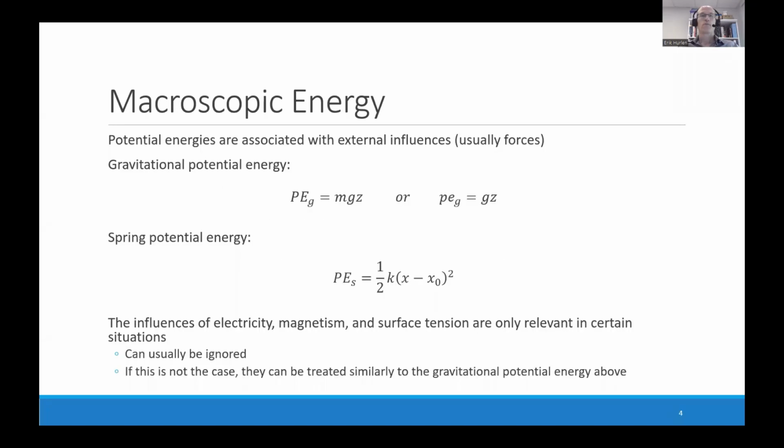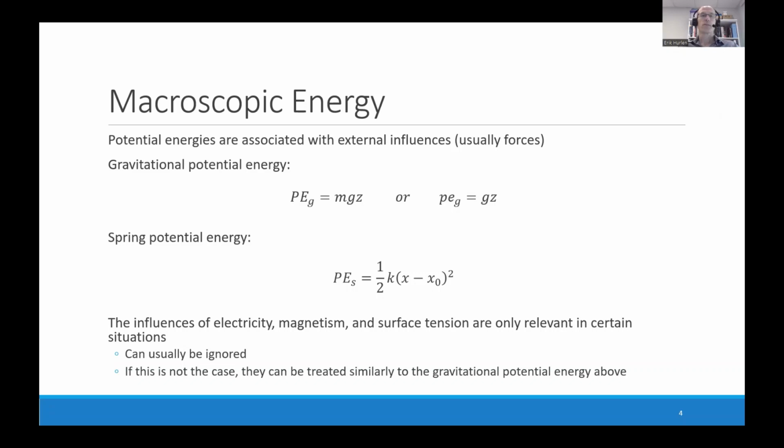The other common form of macroscopic energy is potential energy. This also comes in many forms of its own. Two of the most popular are gravitational, PE sub g, which is equal to mgz, where z is a vertical coordinate measured from some arbitrary 0 point and up being positive. There is, of course, also a per unit mass version of this, as seen here.